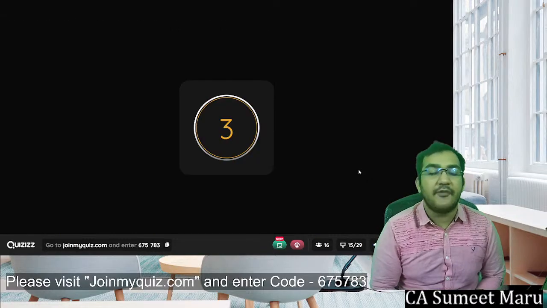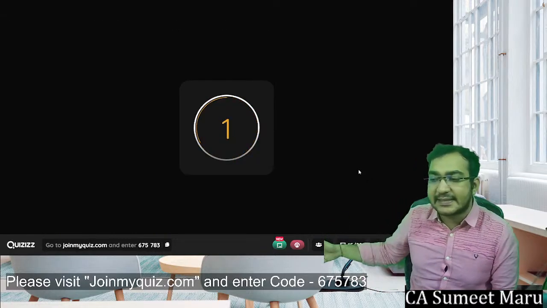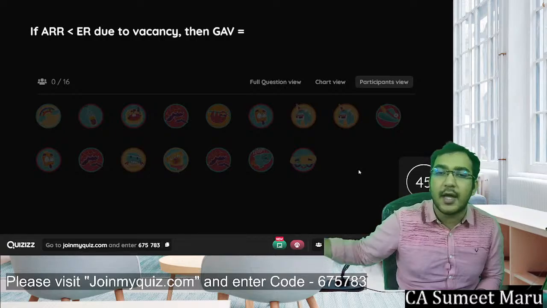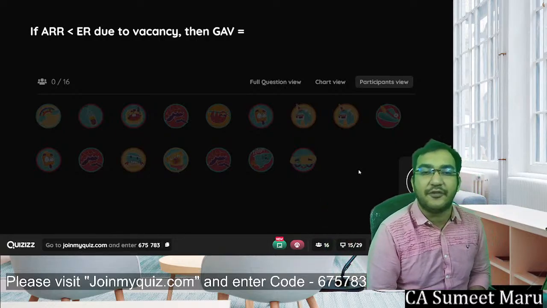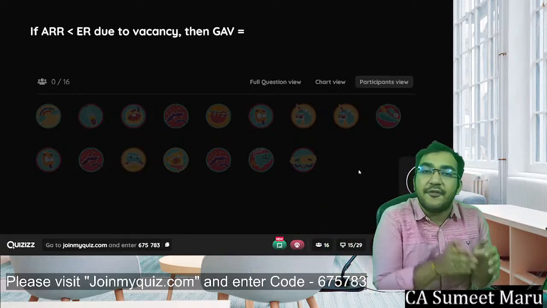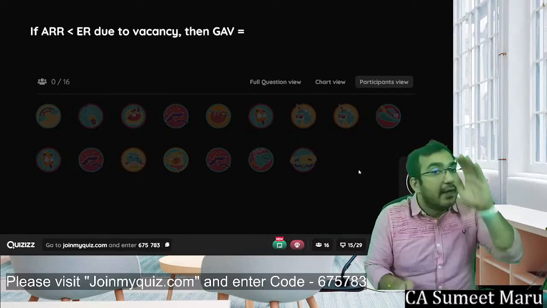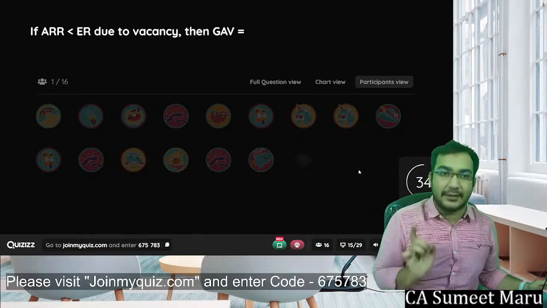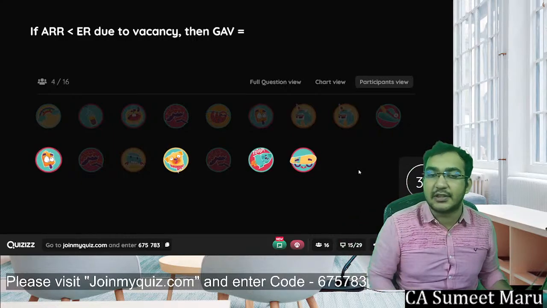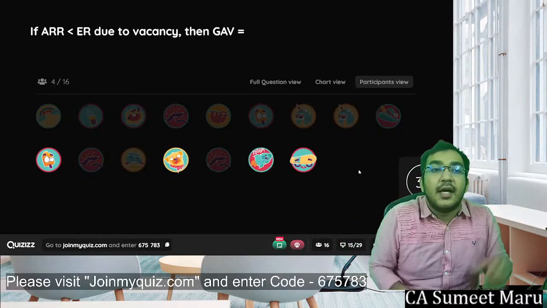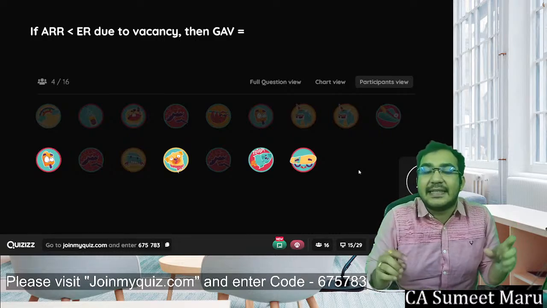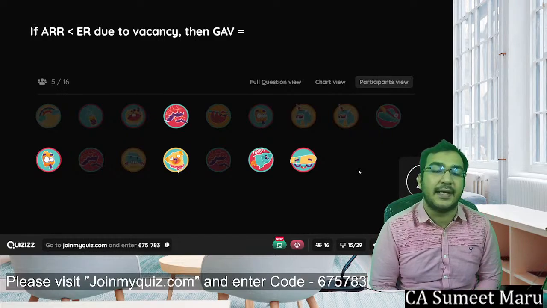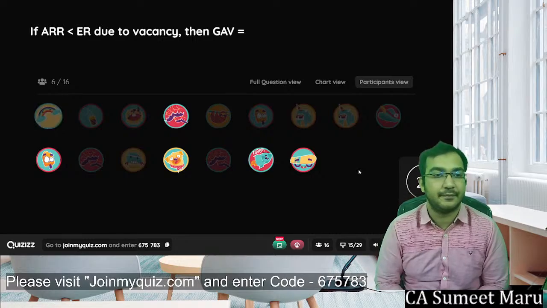Next question. Everyone who is online, please go to this site, join my quiz, put this code and come up with your answer on a live quiz. If actual rent received is less than expected rent due to vacancy, then GAV equals to. That means if actual rent plus vacancy is more than expected rent, then what will be the GAV?